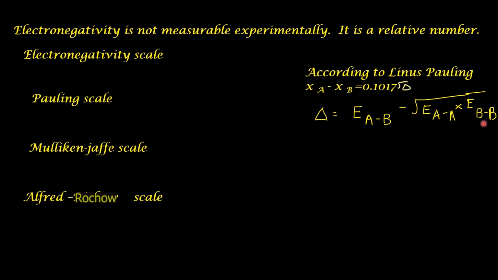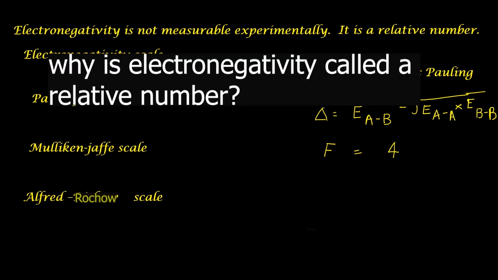Linus Pauling calculated the electronegativity of different elements using this formula. Fluorine was arbitrarily allotted a number equal to 4 and it was the greatest value. The values of electronegativity for other elements were ascertained in relation to the electronegativity of fluorine. That is why electronegativity is known as a relative number.